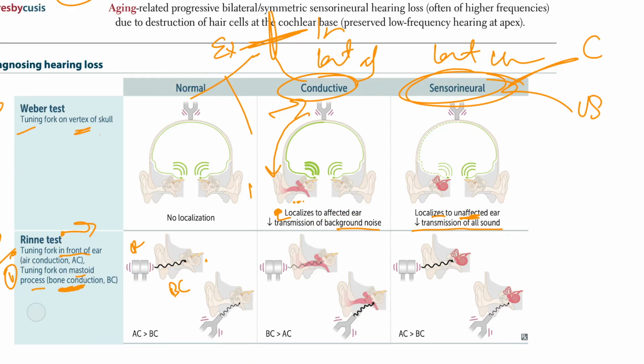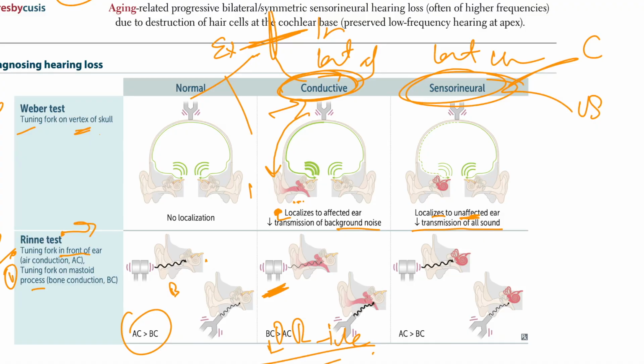Now just take a look at the conductive. But if they cannot hear the sound when you bring it here, then we say the bone conduction is greater than the air conduction. It means that there is a conduction problem, conductive hearing loss, and we call it Rinne negative.